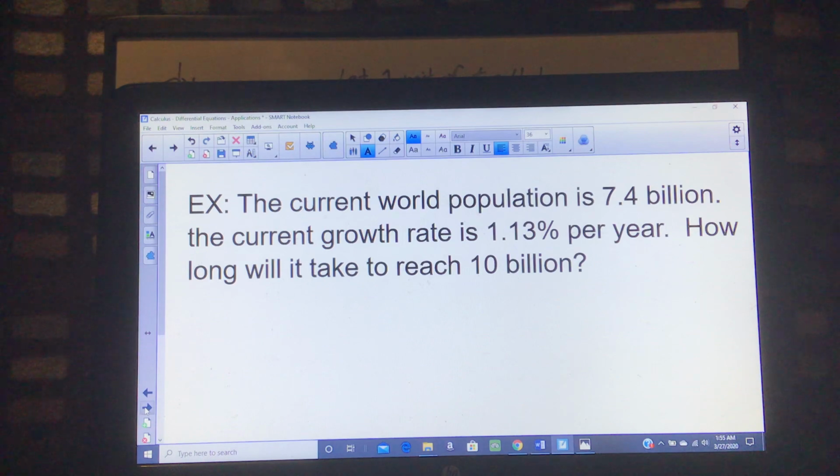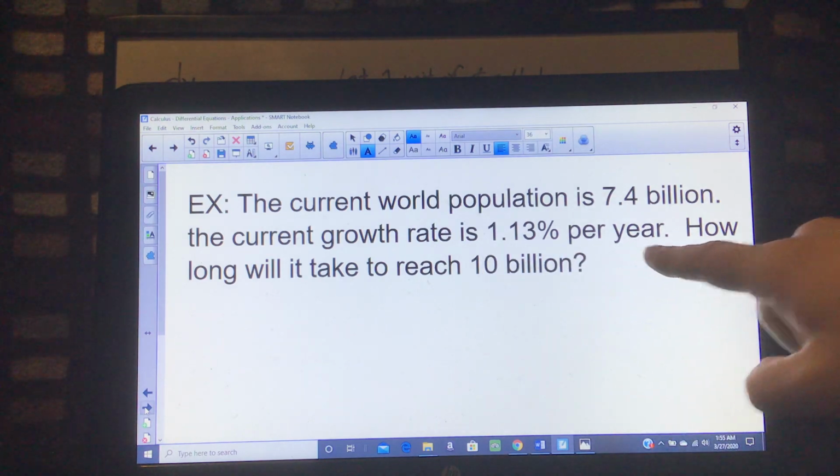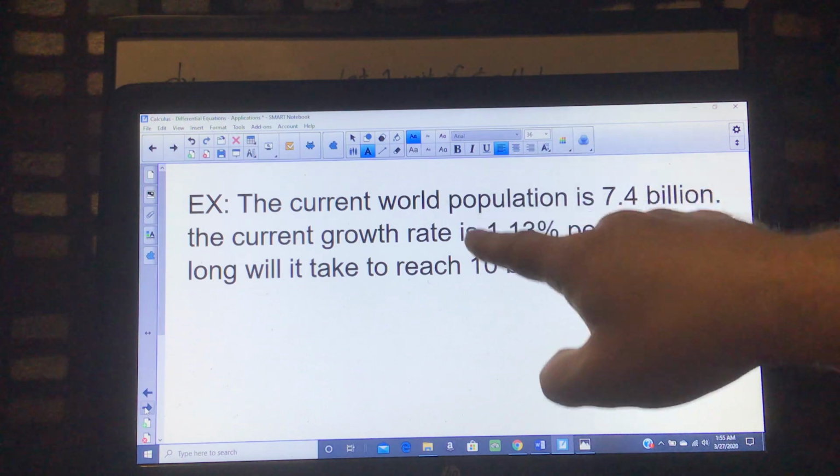All right. So, well, let's just get this out of the way. So this is a more standard example. The current world population is 7.4 billion. Now, I'm not sure, I didn't really update it for this year. This might be a year or two old, but let's just say it's accurate. The current world population is 7.4 billion. The current growth rate is 1.13% per year. We'll assume that this is continuing.